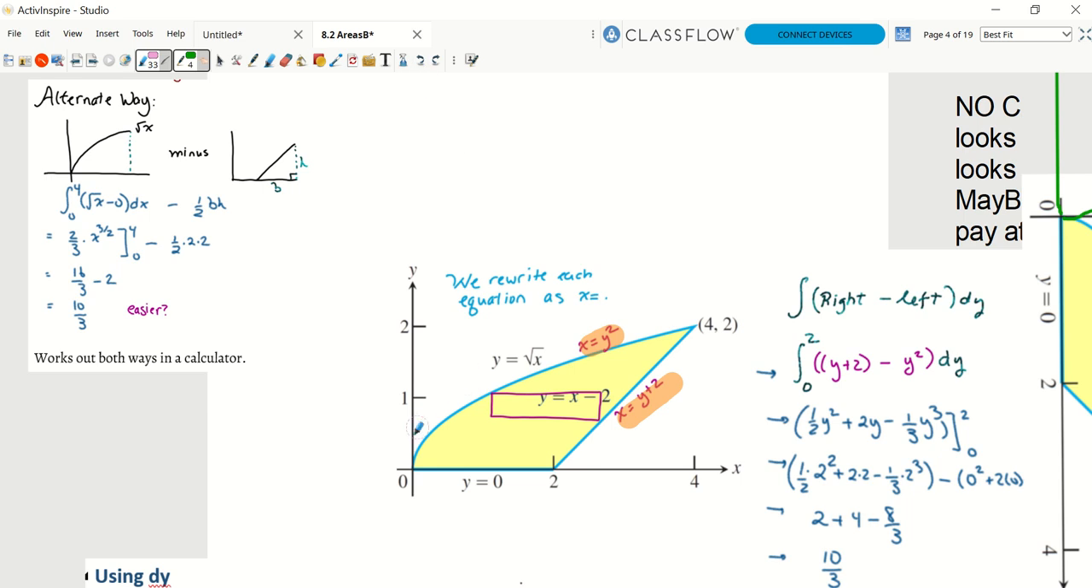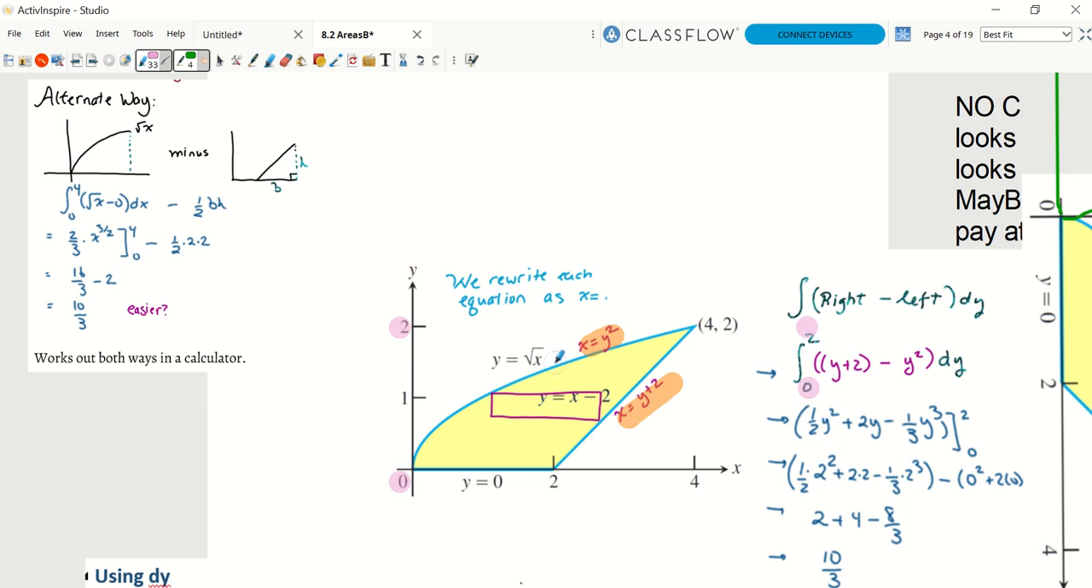If we do it in terms of y, remember, y is up and down. We're not going from left to right, we're going from bottom to top. And that's why it's 0 to 2. So when we're doing it in terms of x, x is horizontal, so we go from left to right, which is 0 to 4. But now since we're doing it in terms of y, we're going from bottom to top, which is 0 and 2.